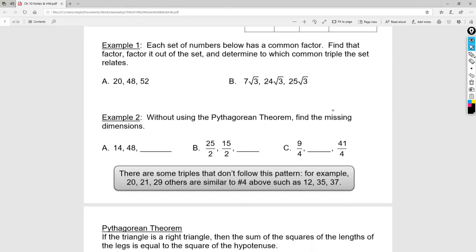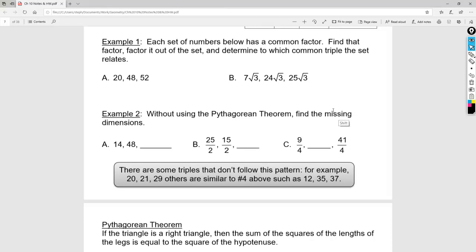Alright, so first example, I have a set of numbers. There's a common factor. I want to factor that number out of the set and figure out which set these numbers relate to. Okay, so first I have 20, 48, and 52. Okay, so all of these share a 4. You can divide by 2, divide by 2 again. So I can take a 4 out of this, and I see that something's happening. Okay, I see that I end up with 5, 12, 13.